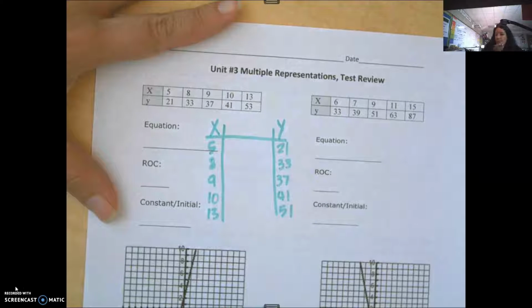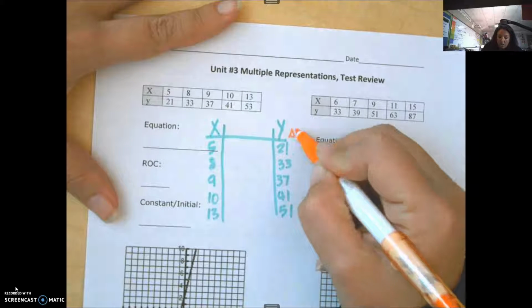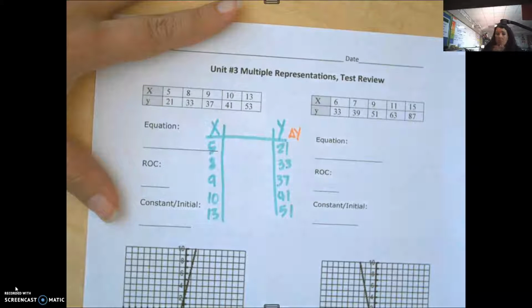So for some of you, that's good to go. You can get on and solve it from there just because you see it in a different way. For some of us, we still need a little bit more. So the first thing we're going to find is our change in y. Remember that little triangle represents change.